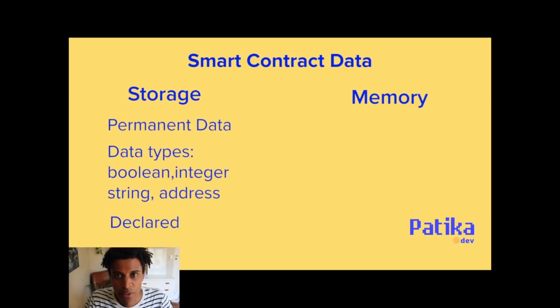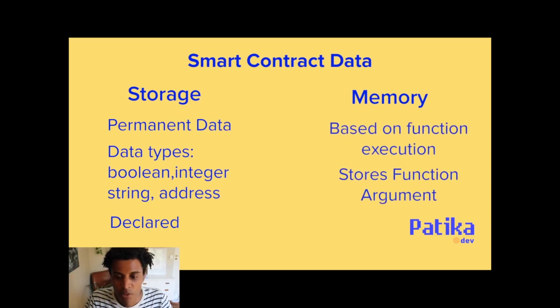Storage is permanent data, so anything that is going to be tied to the smart contract and actually stored on the network. So this is particularly the data types you're probably most used to if you come from another programming language, like booleans, integers, strings. We do have a native data type in Solidity called the address, because each smart contract or each wallet has an address there, so it makes it easy to pull from. And these are all declared by the programmer or developer of the smart contract.